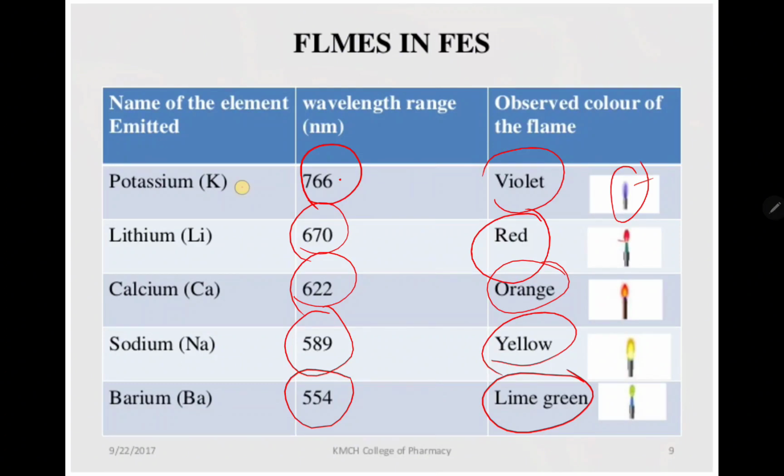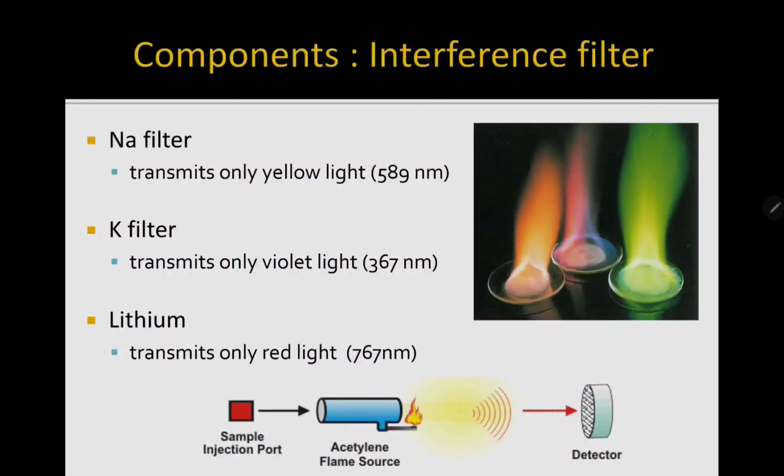So let's say for example you only need to test potassium. Okay, so you will use a potassium filter and then it will only transmit yellow light. Okay, so let's see. For the interference filter, guys, remember that the sodium filter transmits only yellow light at 589 nanometer. For potassium, it transmits only violet light, which can be read at 367 nanometer. And then our lithium transmits only red light, which can be read at 767 nanometer. So they all have different colors, guys, depending on your analyte.